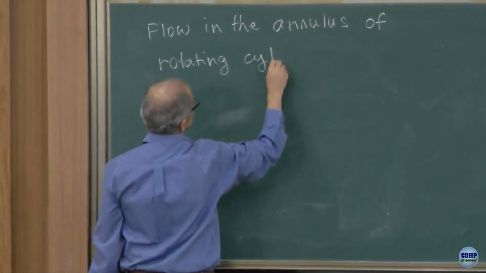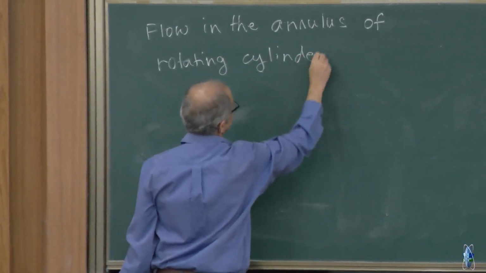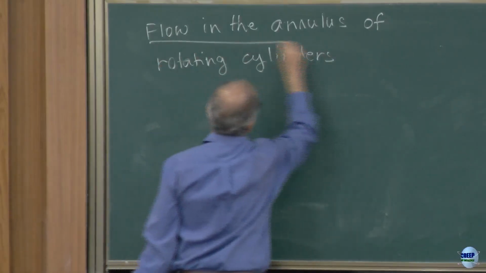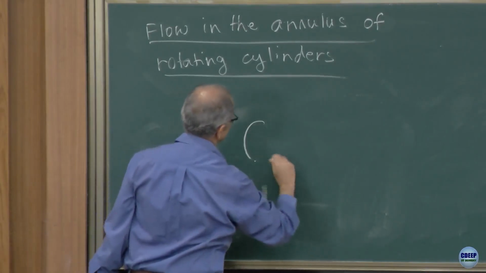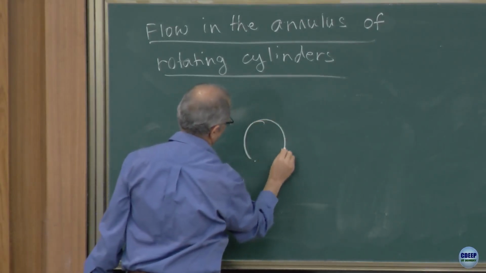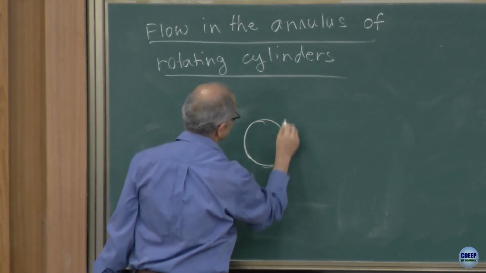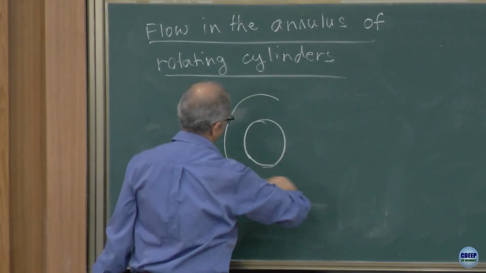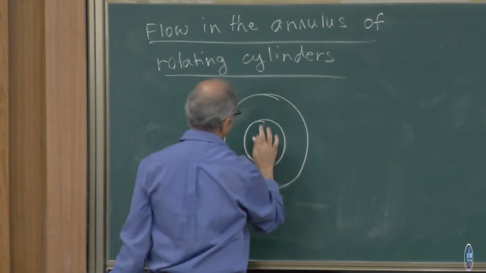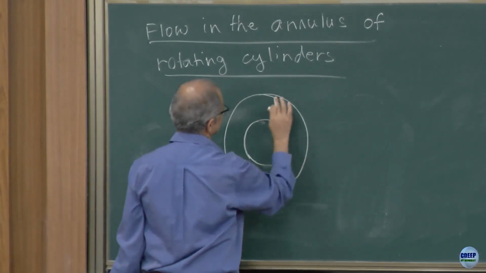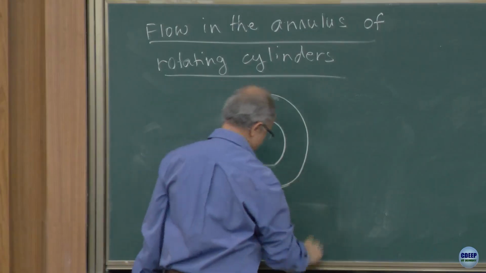Rotating cylinders. So let us say we have two cylinders, very long, and we keep two of them. So let us say we have one cylinder, and then we have another cylinder. So these cylinders are concentric, and let us say we rotate these cylinders.